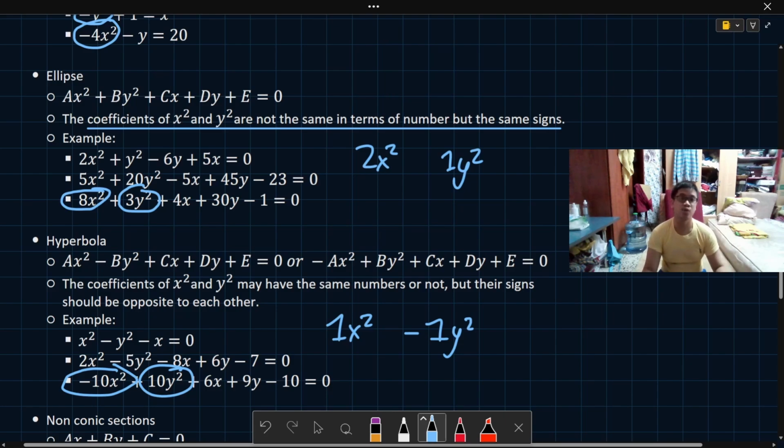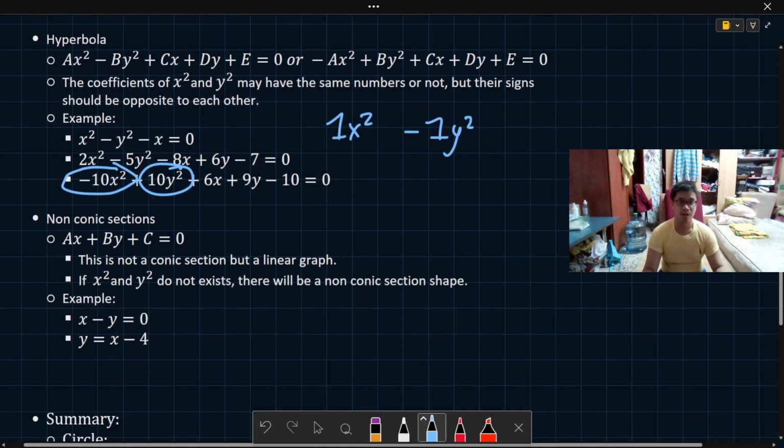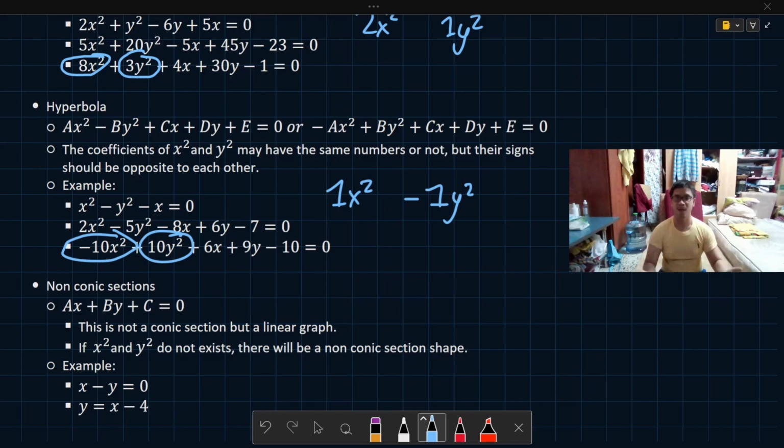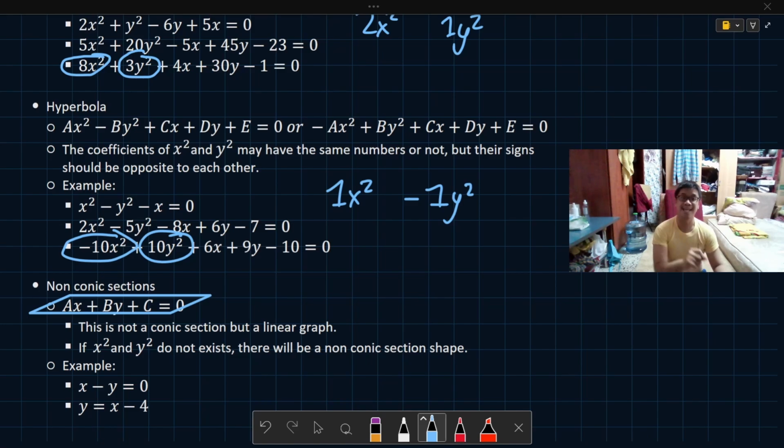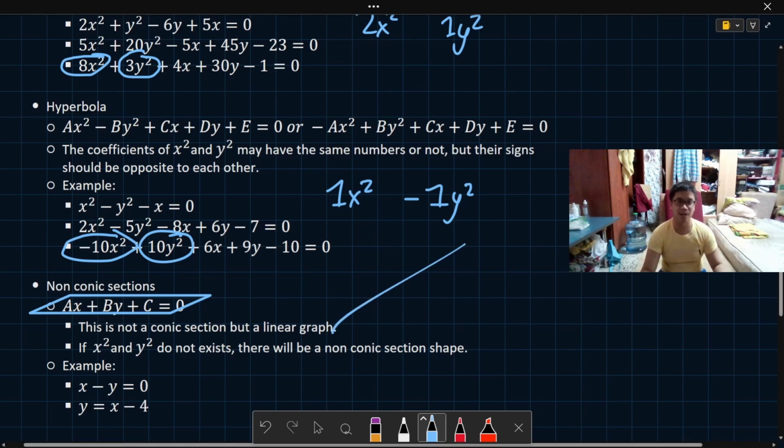Then there's one more thing I would like to include, the non-conic sections. What if we have a given formula, but it doesn't look like a conic section? For example, this one, ax plus by plus c. This is not a conic section. In fact, this is a general form for a linear graph. In other words, x plus y plus a constant term is a graph for lines. Lines, like those diagonal lines or horizontal lines or vertical lines. Yeah, lines, all right?